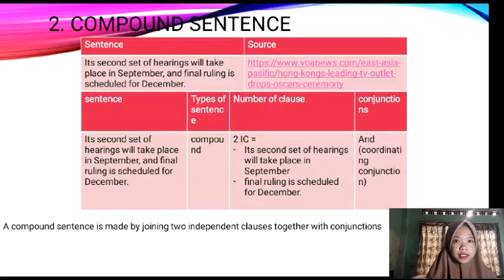Number two, compound sentence. The example is: its second set of hearings will take place in September, and final ruling is scheduled for December. The type of sentence is compound, and the number of clauses is two independent clauses. Its second set of hearings will take place in September, and final ruling is scheduled for December. The conjunction is and, a coordinating conjunction. A compound sentence is made by joining two independent clauses together with a conjunction.